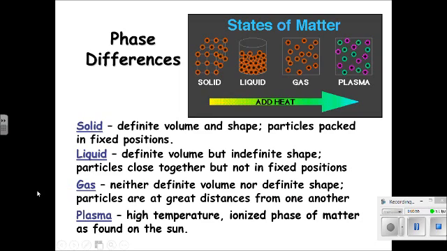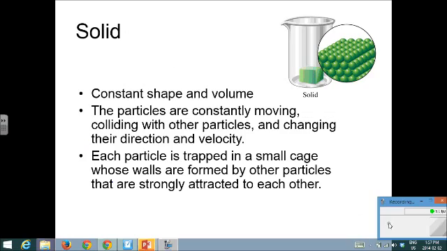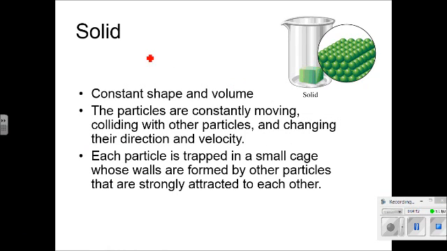The last thing that we have is something you probably never heard of. It's called a plasma. A plasma is a high temperature ionized phase of matter. It's found in the sun. I'm going to show you a video over the next couple of days about how you can form plasma in your microwave. It's pretty cool.